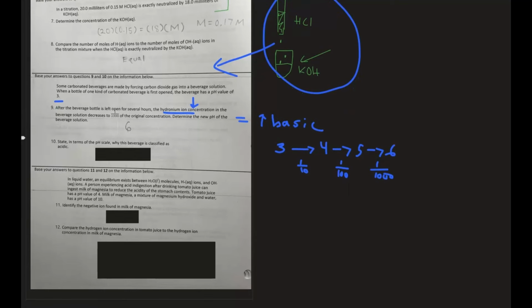All right, number 10. State in terms of the pH scale why this beverage is classified as acidic. Well, it's under 7. 7 is neutral. Anything under it is acidic. Anything above it is basic. So, yeah, pH under 7.